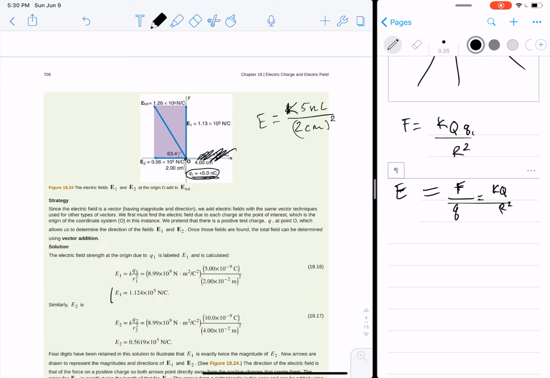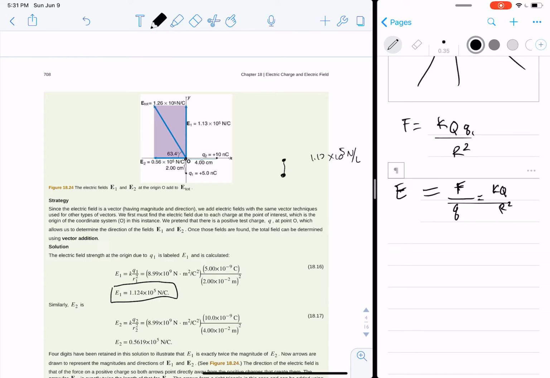If you do that, here it is down here: 1.124 times 10 to the 5th. They rounded it up to 1.13 times 10 to the 5th for some reason. So what is this diagram showing? It's confusing, but we have a charge, we move 2 centimeters away from it, and we ask what the strength of the electric field is here. We calculate that the strength is 1.13 times 10 to the 5th newtons per coulomb. That's the strength of it.